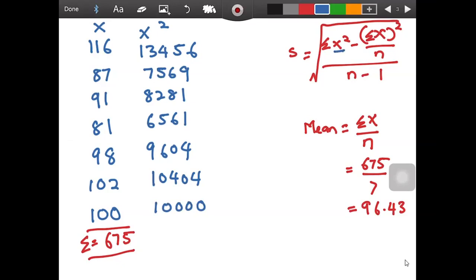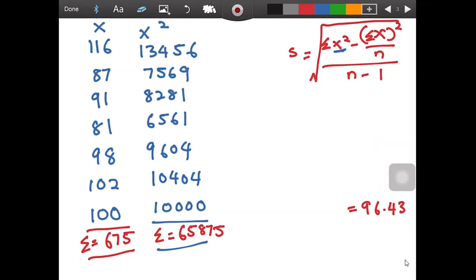Okay, x2 ni x square, sorry, x square. You need to sum it. Okay, jumlahkan. The sum will be 13456 plus 7569 plus 8281 plus 6561 plus 9604 plus 10404 plus 10,000. It will be 65875. Okay, so saya padam mean ya.